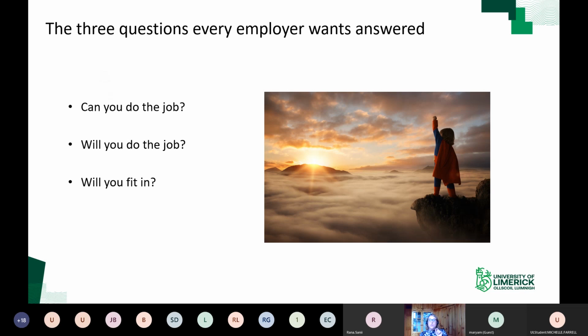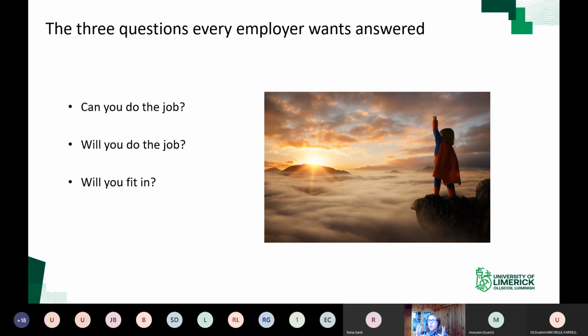The next two questions: they want to know, will you do the job? So are you motivated, enthusiastic enough, knowledgeable enough? Have you got the attributes, the interpersonal, the communication abilities, as well as the technical expertise to do the job? So will you do the job? And then thirdly, will you fit in?